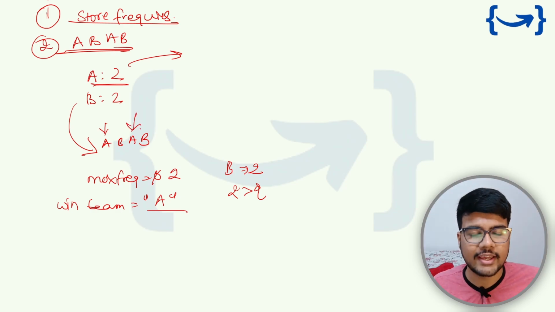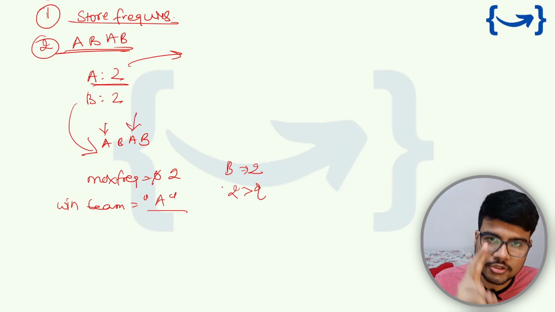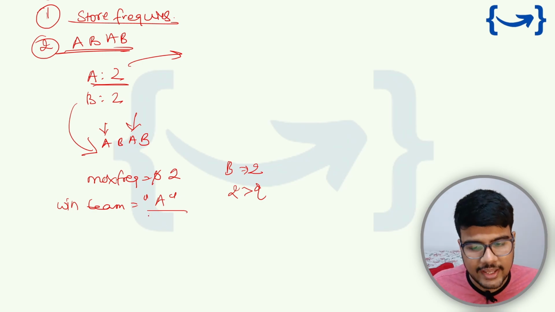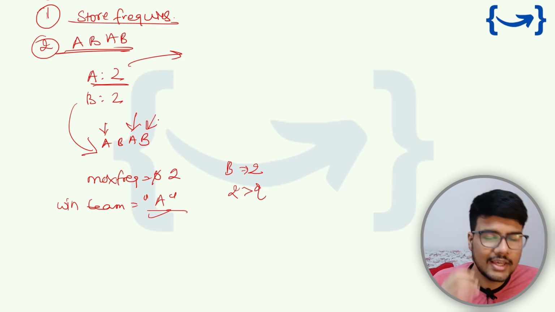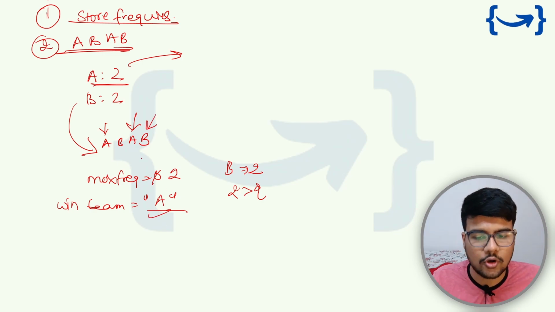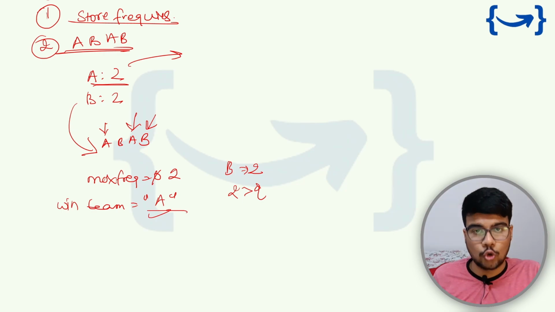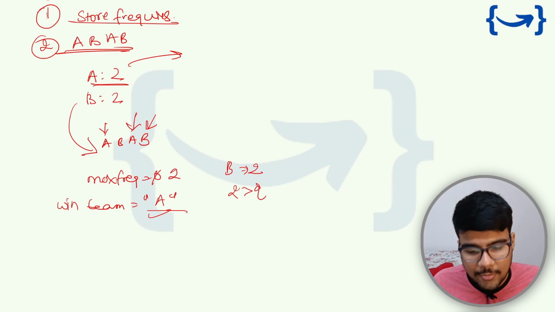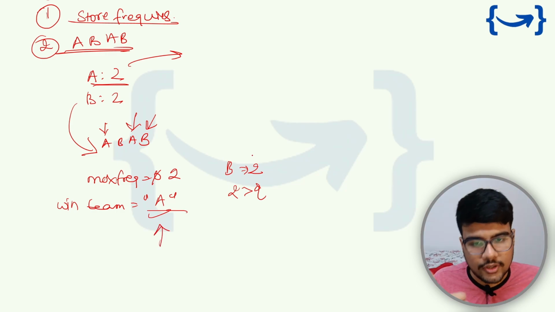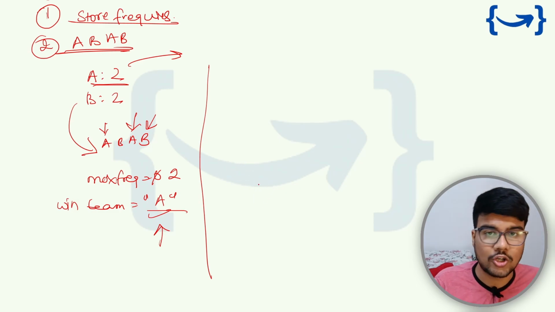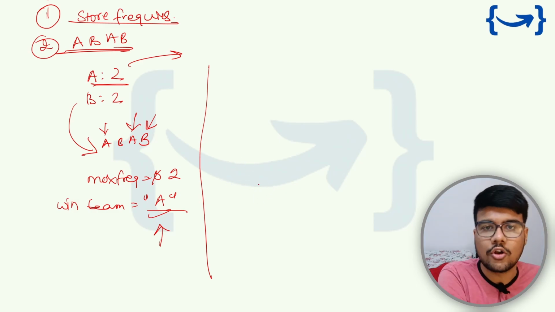Now again A came, but here the occurrence is still 2. So nothing will happen, guys, and A remains as it is. And if you traverse on B, it still remains as it is, because 2 is the frequency for both A and B, and there is no frequency which is greater than the stored frequency. So A will remain as it is and we will return A. I will do the dry run on the given code.